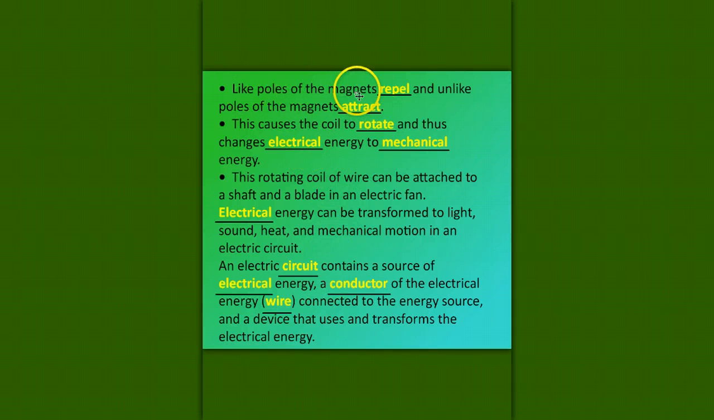Like poles of the magnets inside the electric motor repel, and unlike poles of the magnets attract. This causes the coil to rotate and rotate and rotate, and then it changes electrical energy to mechanical energy. This rotating coil of wire can be attached to a shaft and a blade in an electric fan.